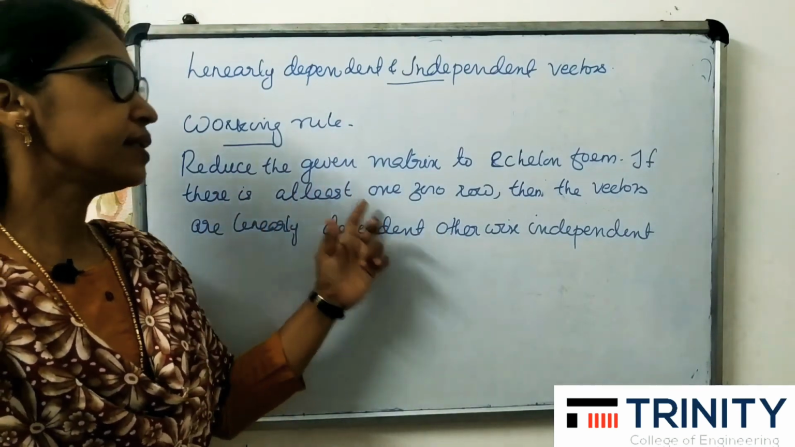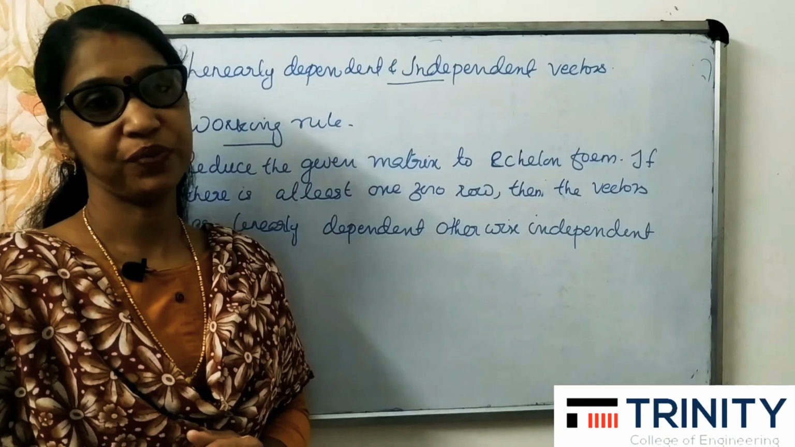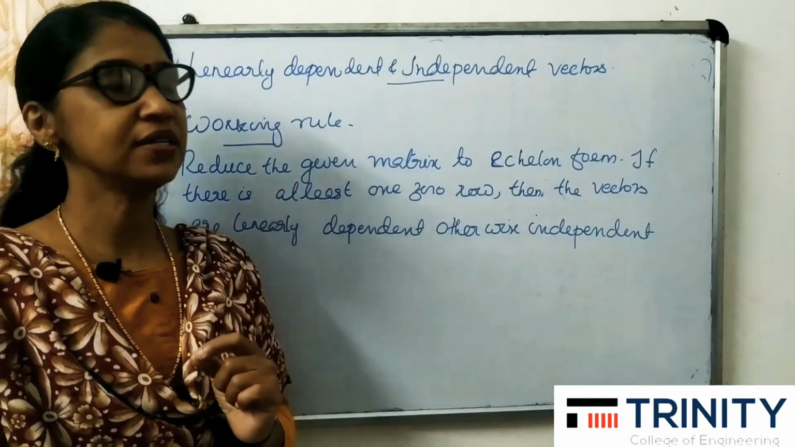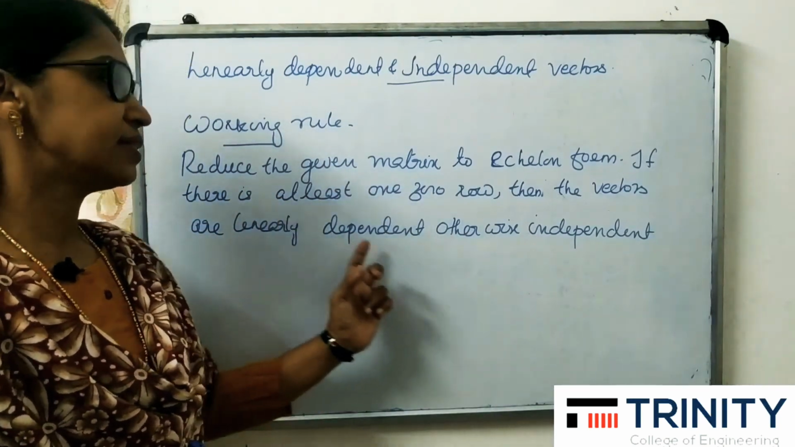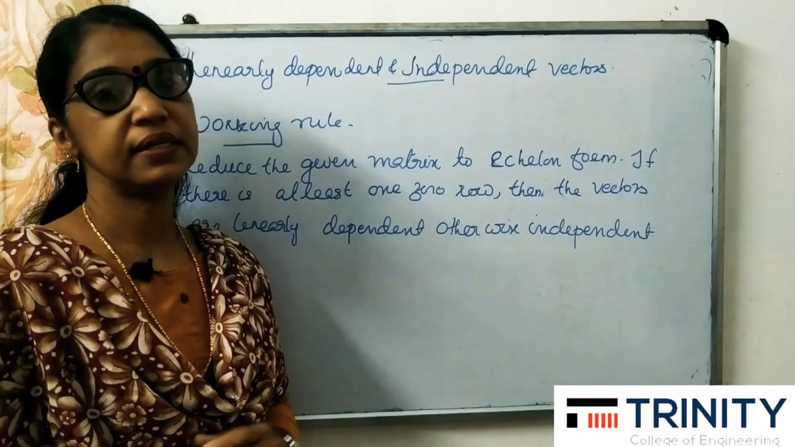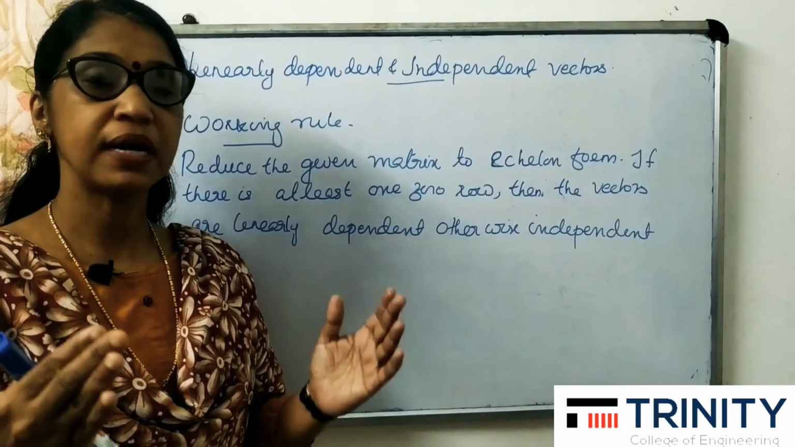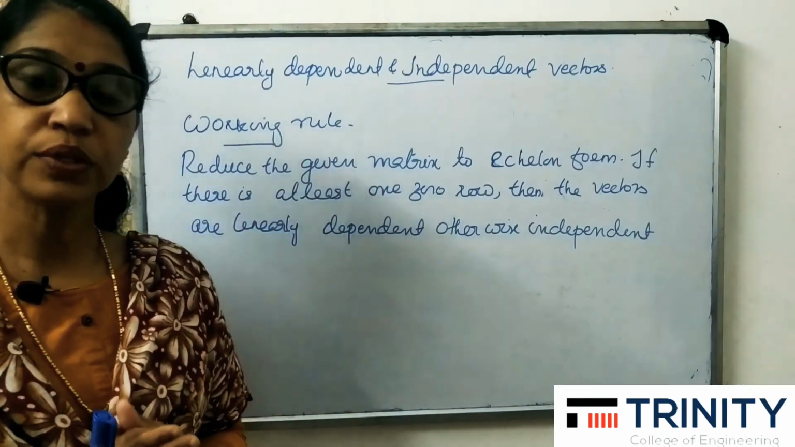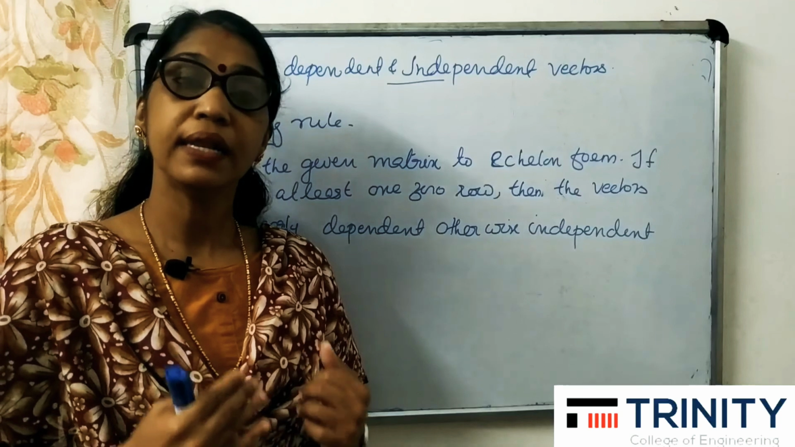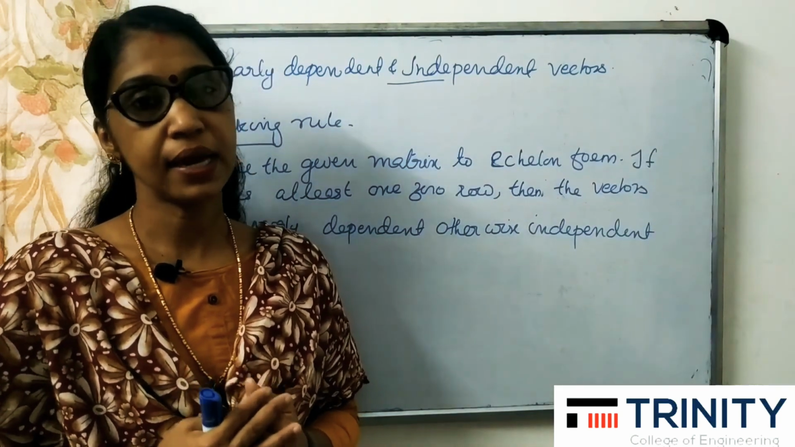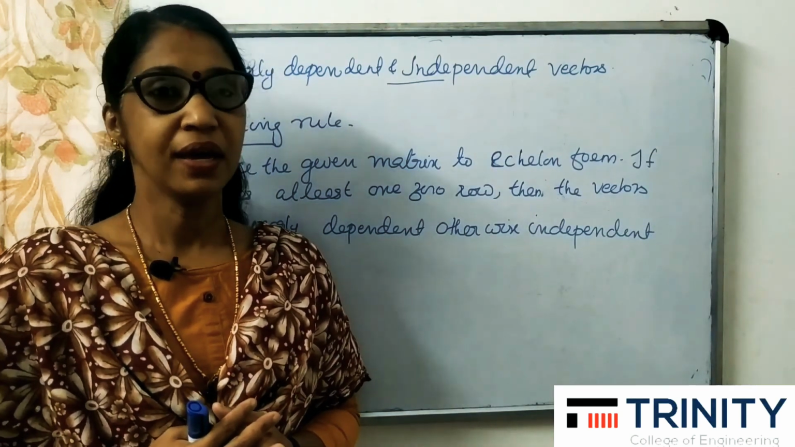If there is at least one zero row, then the vectors are linearly dependent, otherwise independent. If that reduced echelon form contains at least one zero row, then those vectors are said to be linearly dependent, otherwise they are independent. Okay, hope you understand.